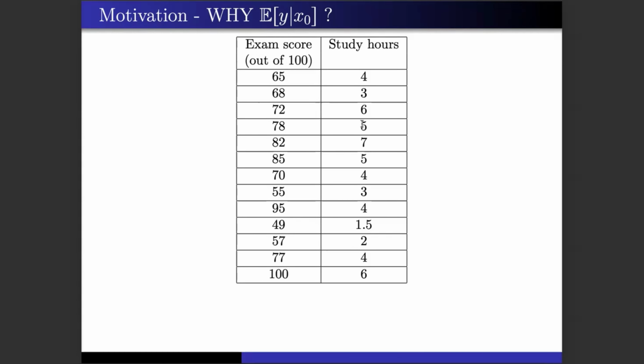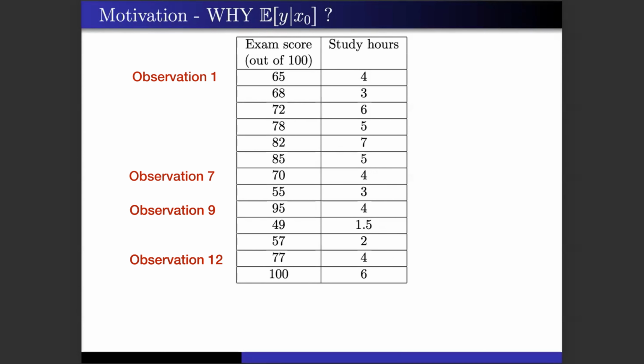If we look at this data set, the first observation is that the student studied for 4 hours and scored 65 points. Now if we go to the seventh observation, the study hours of the student is again 4 hours, and the student scored 70 points. Similarly, in the ninth observation, the student studied for 4 hours and scored 95 points. And in observation number 12, again the student who studied for 4 hours got 77 points.